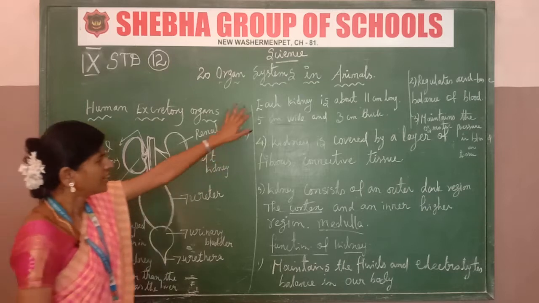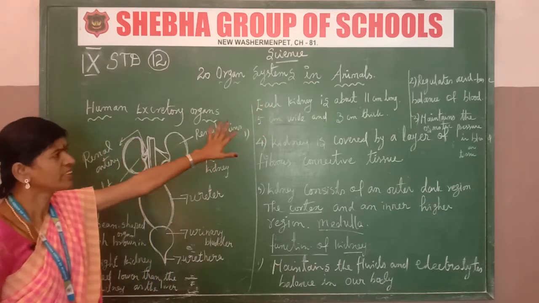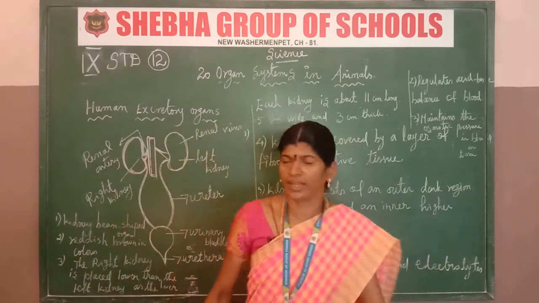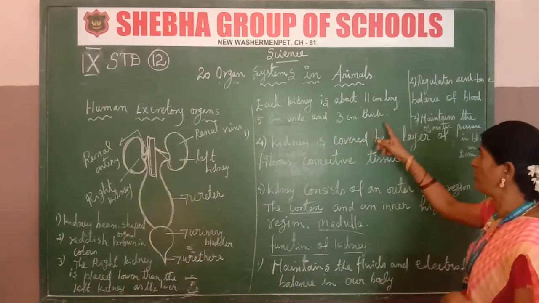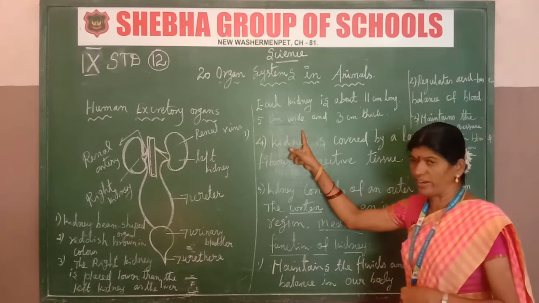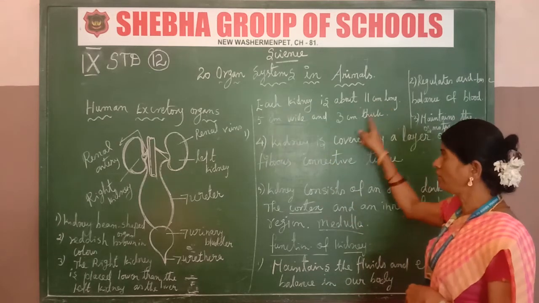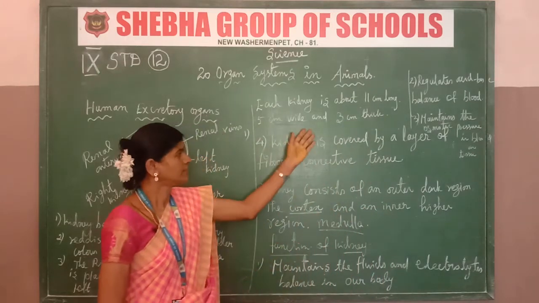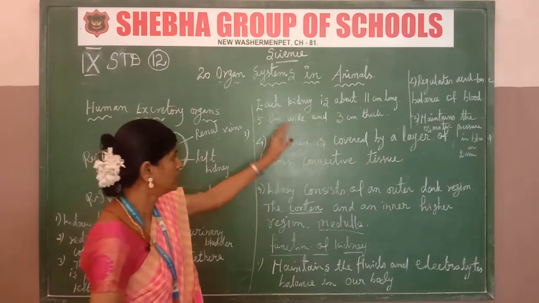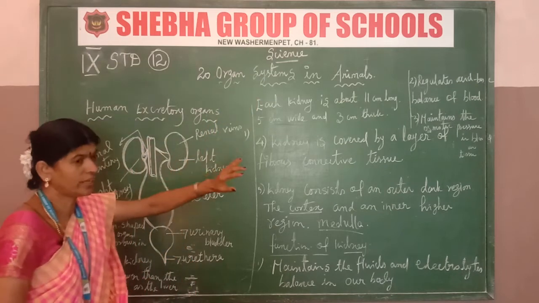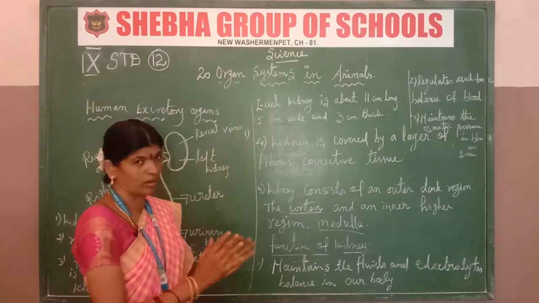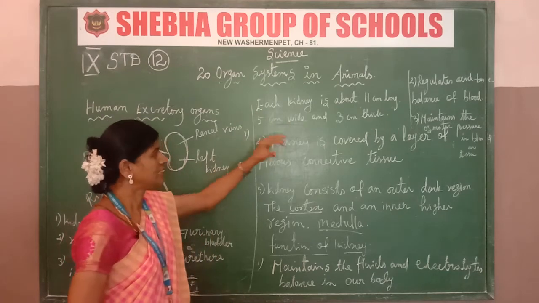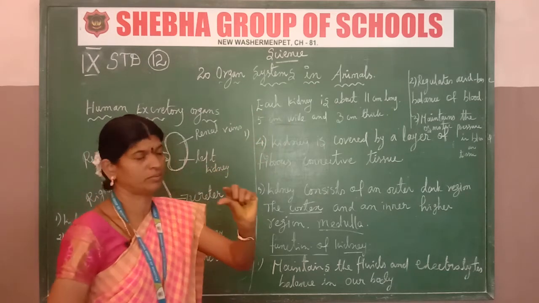Once again, each kidney is about 11 centimeters long, 5 centimeters wide, and 3 centimeters thick.